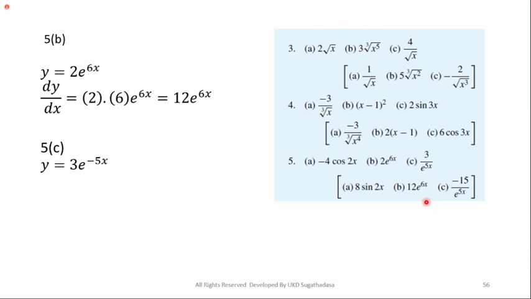5c, negative power, d by dx, no difference. 3 is a constant. e to the power minus 5x, multiplied by minus 5, right? Here k is minus 5, and then you multiply by minus 5. Finally, 3 times minus 5 is minus 15, e to the power minus 5x is the answer. Or you can leave it as minus 15 divided by e to the power 5x in positive power. The answer is given in that way. It is also correct, no difference.